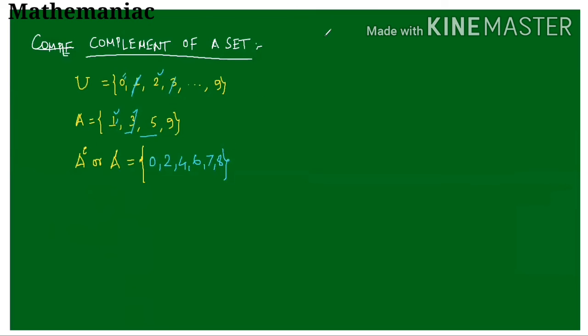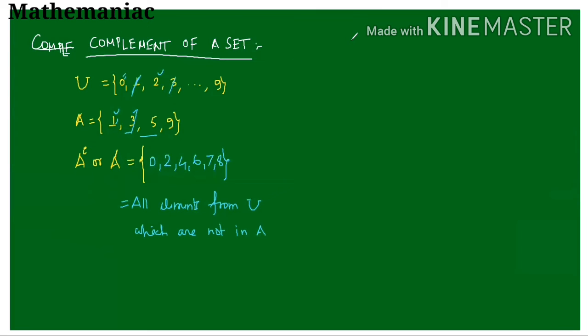Now, what did you understand? We have written all the elements from the universal set which are not in A. That is the complement of A.